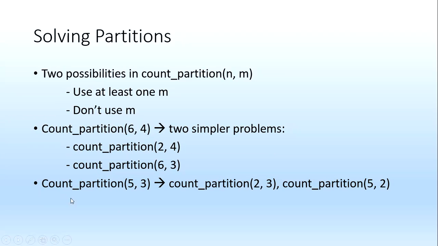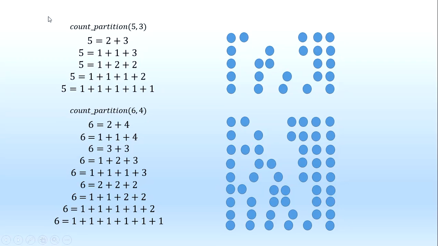And here's the example with count partition 5 and 3. So this is all pretty abstract, and I get that. It's kind of hard to understand. When I first saw this, I was like, whoa, what the heck is that supposed to mean? So let's look at a visualization of exactly how this works. If I want to count partition of 5 using parts up to 3, my first choice is I can use a 3, or at least one 3.